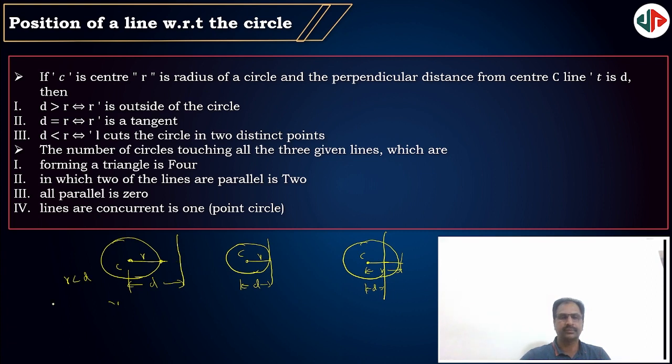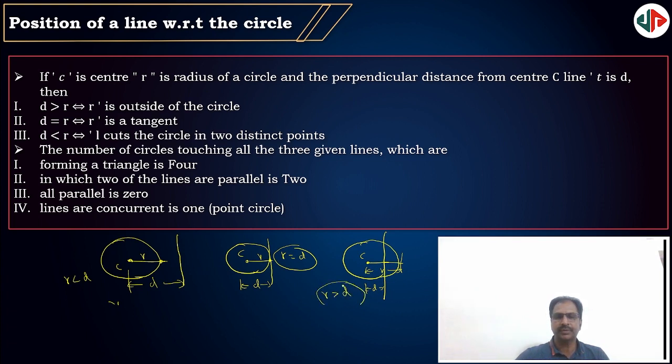outside the circle. And if you look at the second diagram, here the radius and the perpendicular distance from center to the line are both equal. So what is the condition for a line to touch a circle? R is equal to D. Look at the third diagram where the line is intersecting the circle at 2 points. Here definitely R will be more than D.